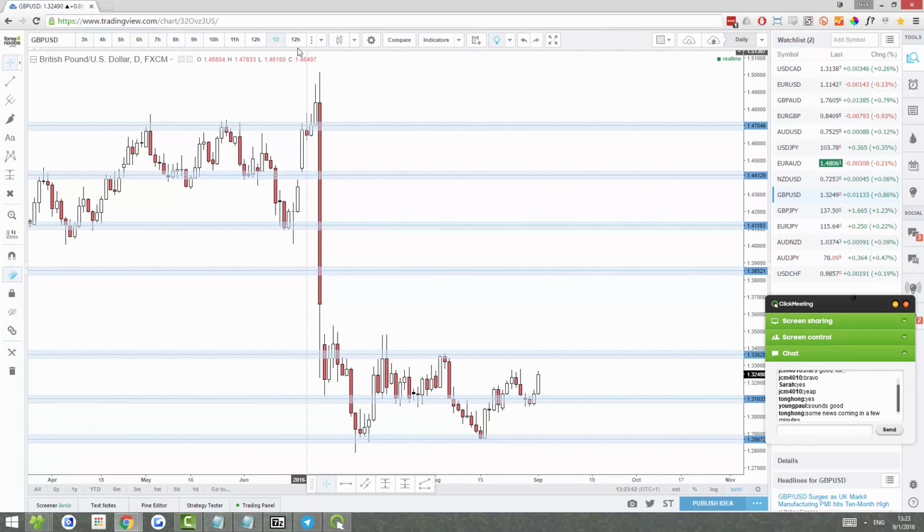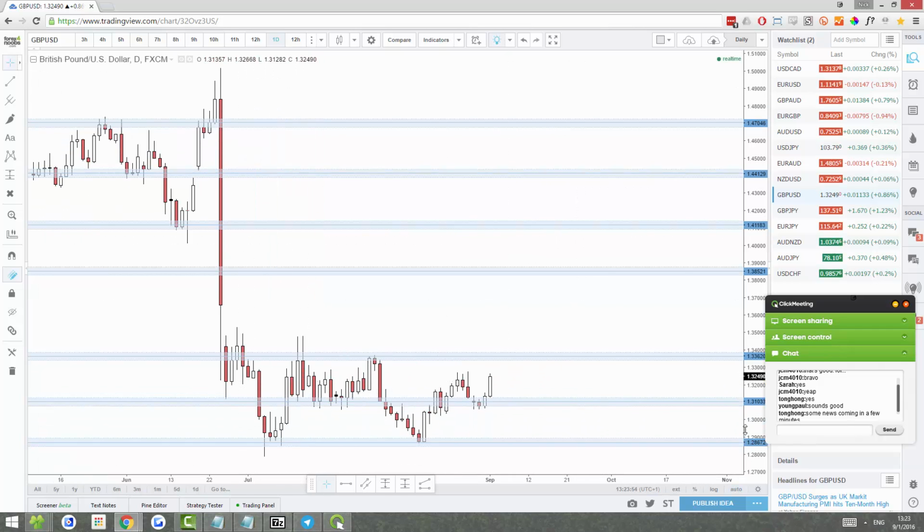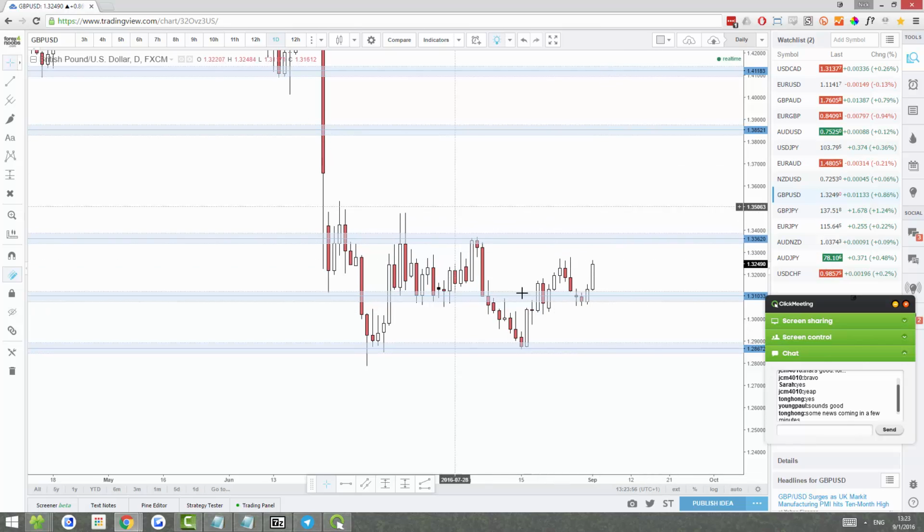Anyone take this GBP USD long, by the way? I skipped it because the risk reward ratio didn't seem too good to me. But definitely looks like I shouldn't have skipped it.